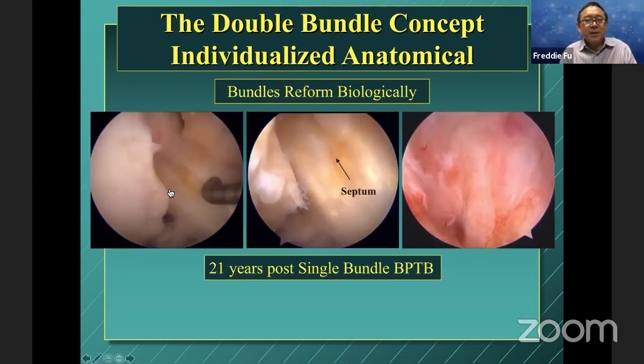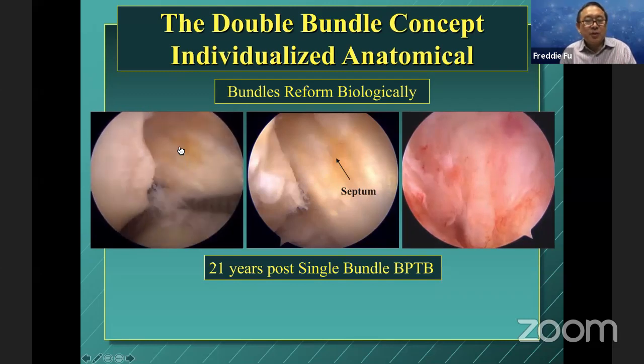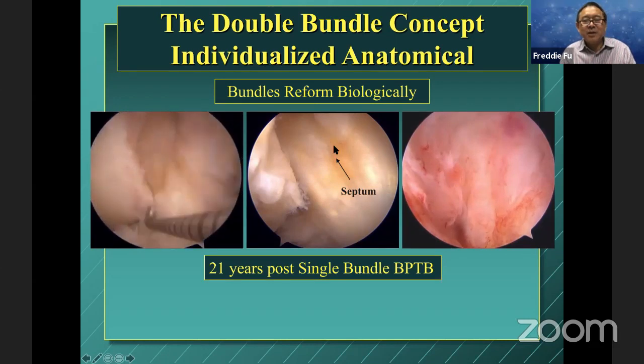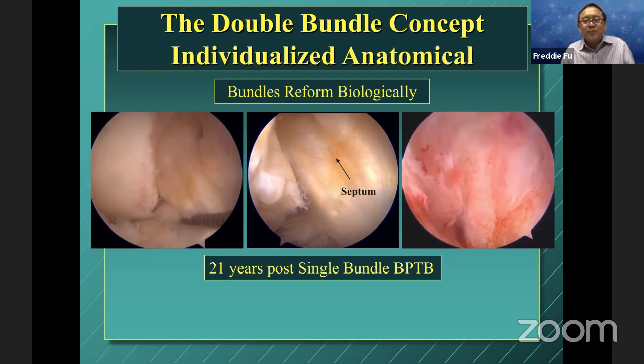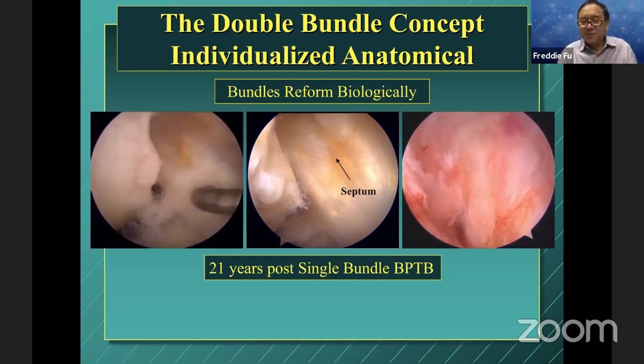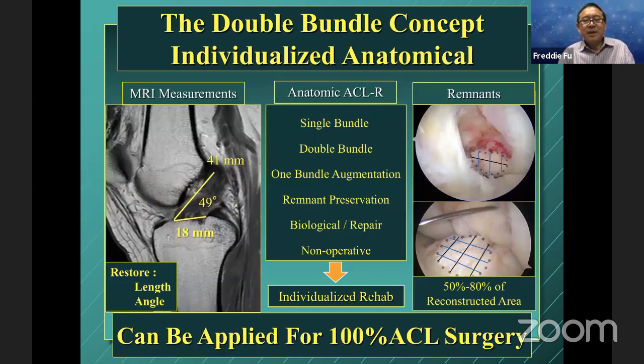By the way, this is a 21 years old follow-up of the PTP. You can see the two bundles reform, vascularity right in the middle, right here. Okay, anything you put in, let it heal, it will reform. God will take it naturally back to where it belongs. Again, with this kind of measurement, pre and doing surgery, you can pick the surgery you want to do.